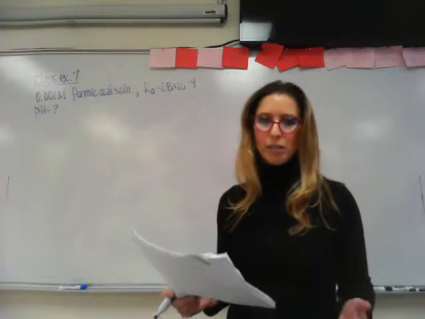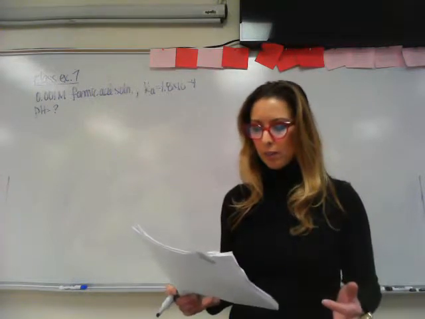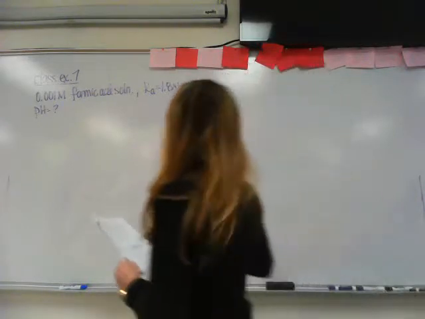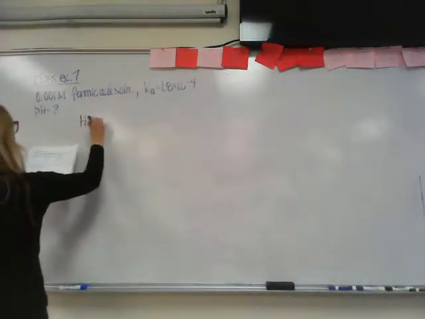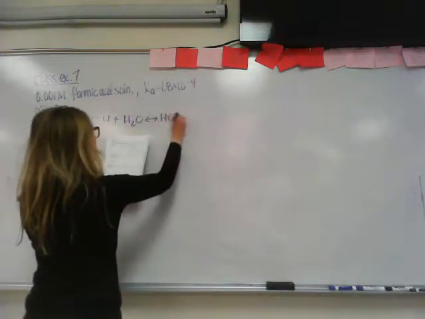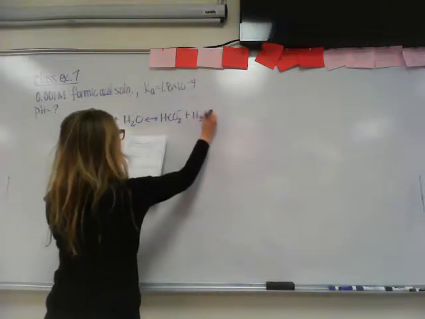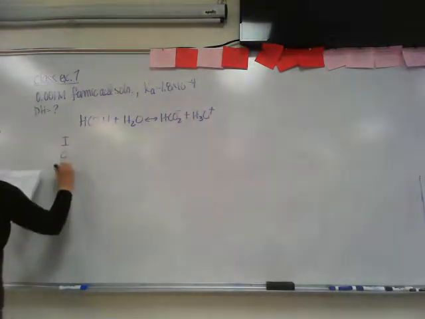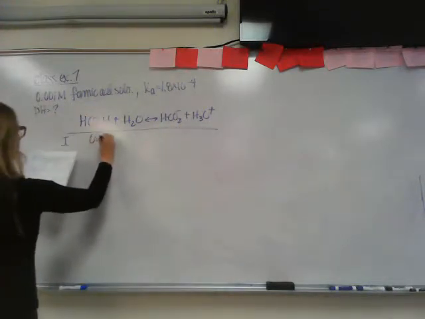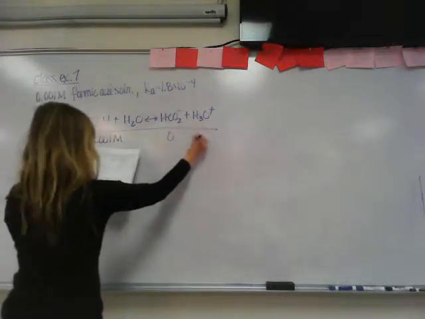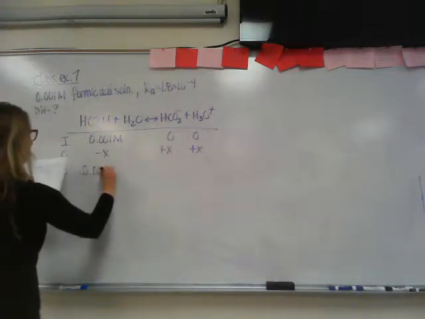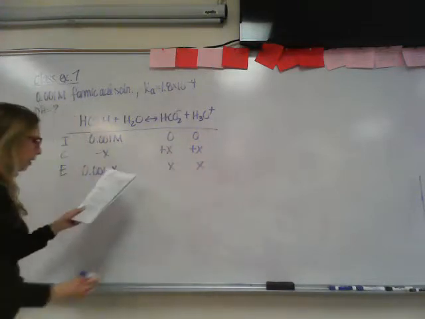I'm basically explaining the successive approximations method here. You can look at it in Appendix A, and we've got formic acid in water. If I make an ice table, I've got my initial concentration is 0.001 molarity. This is 0 and 0, minus x, plus x, plus x. 0.001 minus x, x, and x at equilibrium.